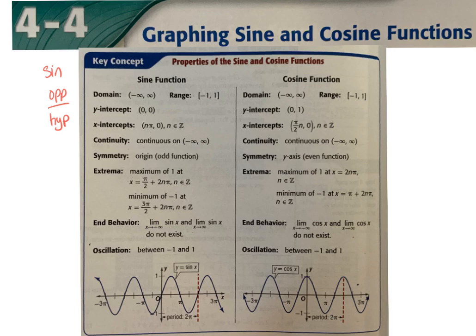Same thing for cosine. Cosine is adjacent over hypotenuse. Adjacent is always going to be smaller than hypotenuse, so it cannot go above one. All right.